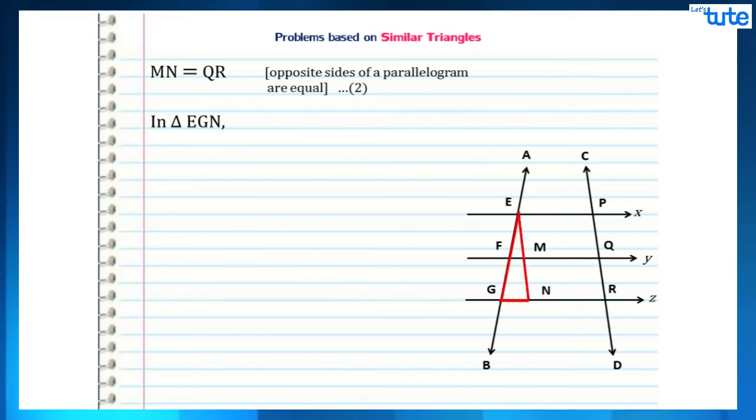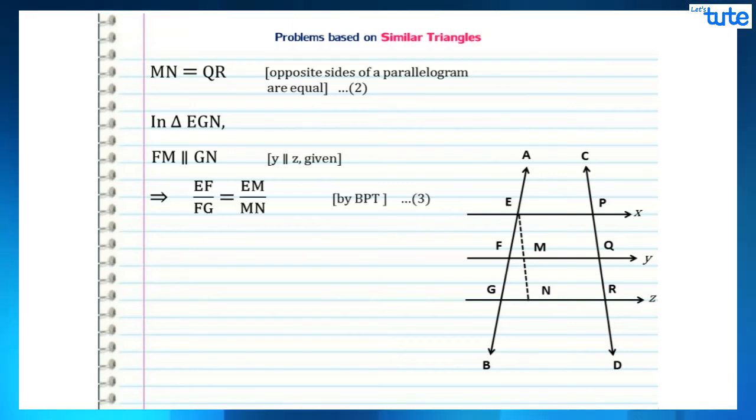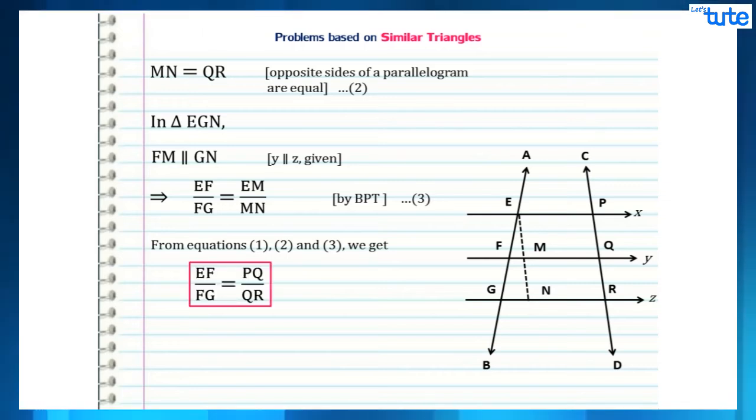Now, in triangle EGN, FM is parallel to GN. This is because Y is parallel to Z. So, by basic proportionality theorem, we get EF upon FG which equals to EM upon MN. We'll consider this as equation 3. Now, from equation 1 and equation 2, we know that EM is equal to PQ and MN equals to QR. So, by substituting these values in equation 3, we get EF upon FG equals to PQ upon QR. Hence, it's proved.